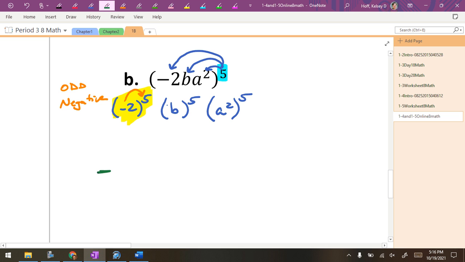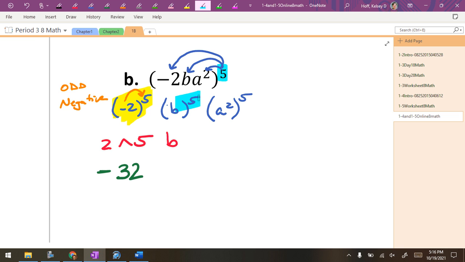Now, on your calculator, you are going to type 2 caret key 5, which is 32. So I actually have -32. Now I'm going to keep my base. What's the first variable I have there? A b. And when I raise a power to a power, how do I multiply this when b doesn't even have an exponent? Technically, what's there? A 1. So you're going to show me 1 times 5. And then a base of a with 2 times 5. So our final answer would be -32 b to the 5th, a to the 10th.